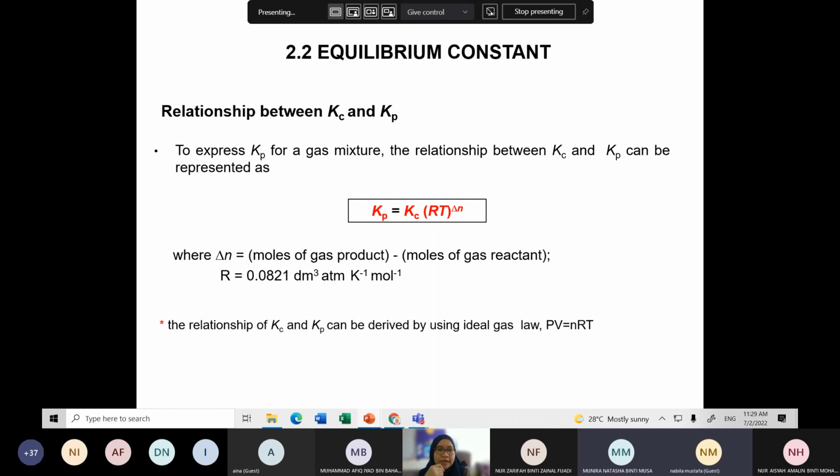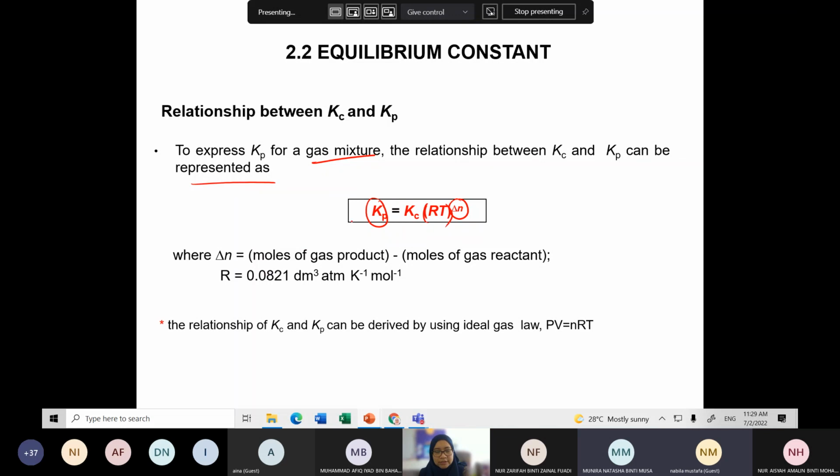Okay, relationship between Kc and Kp, we can relate Kc and Kp. So this is normally applicable to gas mixture, guys. Okay, for a gas mixture, so the relationship between Kc and Kp can be represented as Kp is equal to Kc (RT)^Δn. Okay, alright. Your first formula, guys, for topic 2, Kp is equal to Kc times RT, both in bracket, raised to a power of delta n. So what is delta n? We will look into that later. Okay, if we have example, even better lah.